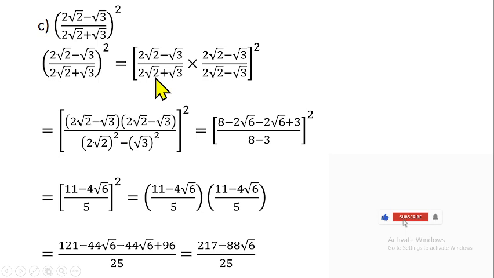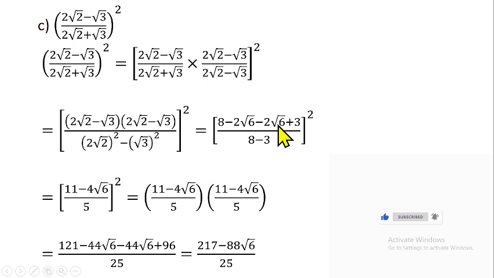Then you multiply out the numerator because they are not different of 2 squared. Then if you do that, let's see. We have 2√2 times 2√2. 2 times 2 will give us 4. So √2 times √2 will give us 2. 2 times 4 will give us 8. Do we understand that? Then 2√2 multiplies minus √3. That should give us a minus 2√6 if you look at it critically. Also, minus √3 will multiply 2√2 here. That should give us minus 2√6 as well.